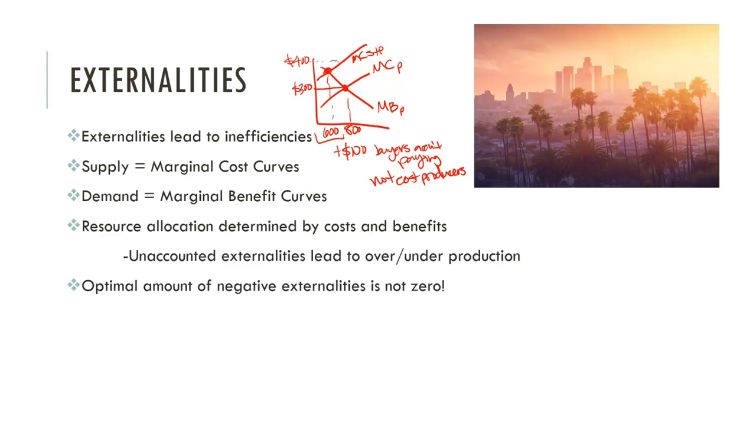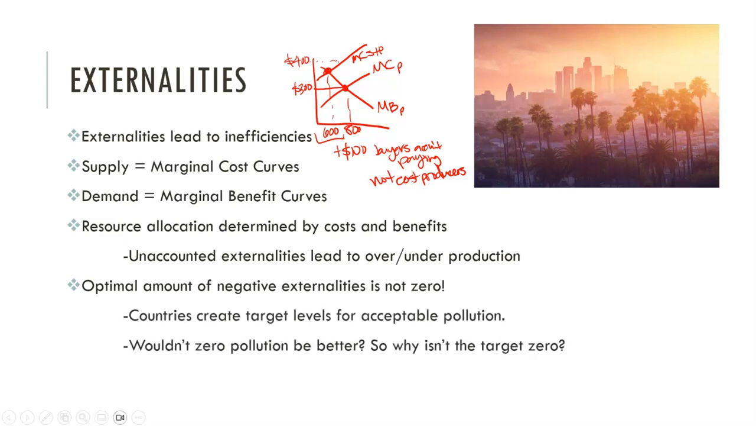600 is still going to cause air pollution. The plain fuel burning causes air pollution. But we still like having that product, and we decide we're willing to have some level of pollution. Countries create target levels for acceptable pollution. I mean, 0 would be better. It would be great to have no air pollution, no water pollution, no trash everywhere.